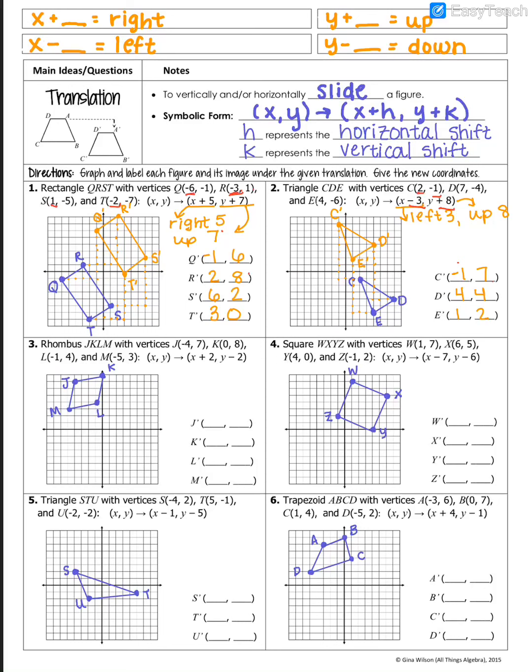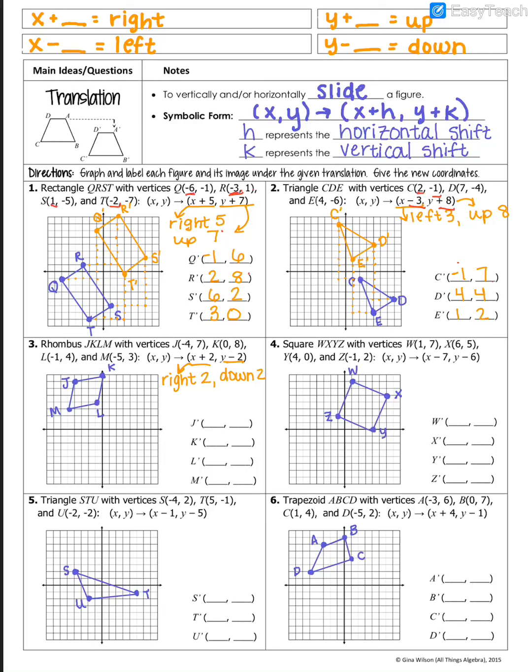Next one. Our rule is x plus 2, y minus 2. So we're going to go right 2 because that's a plus. And then we're going to go down 2. Okay, so we're going to move all of our points right 2, and then down 2.